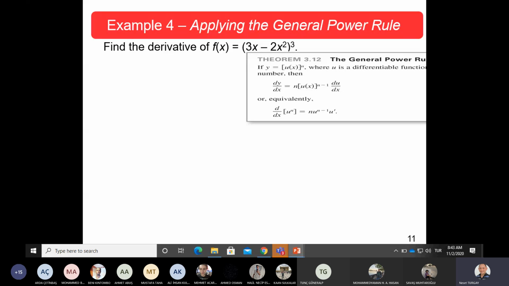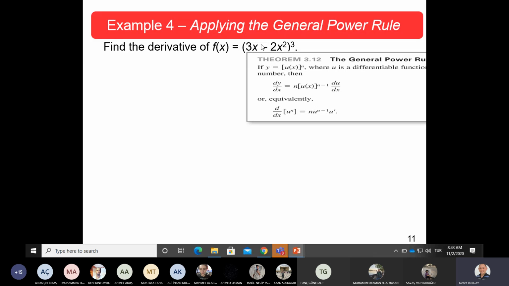The derivative of f of x. f of x is given as what? The cube of 3x minus 2 times x to the power 2. Now, this is actually a composite function. Here, we will use the general power rule. Sometimes you can replace f of x, given like this, the cube of this guy. You can also write this as y equals the cube of 3x minus 2x squared. So here, y is equal to this guy.